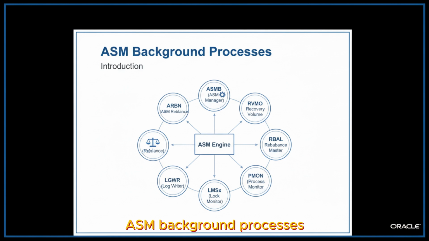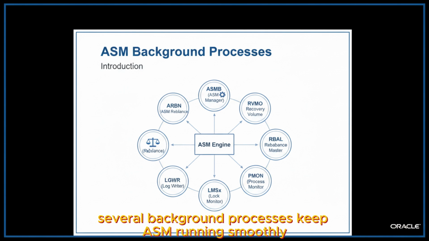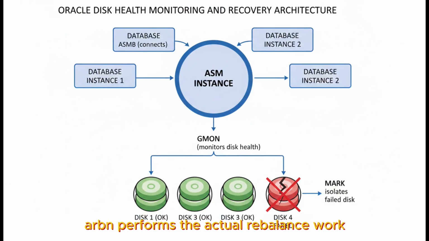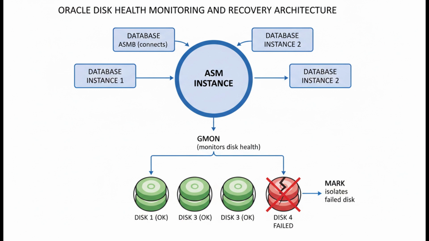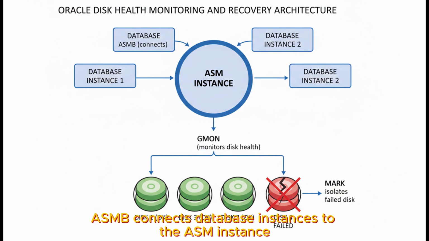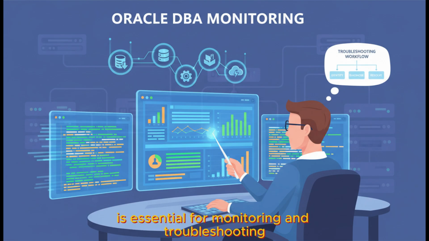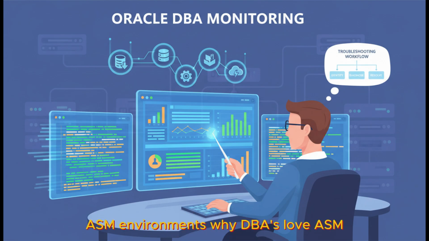ASM background processes. Several background processes keep ASM running smoothly. RBAL coordinates rebalance operations. ARBn performs the actual rebalance work. GMON monitors disk group status. MARK handles offline and drop disks. ASMB connects database instances to the ASM instance. Understanding these processes is essential for monitoring and troubleshooting ASM environments.